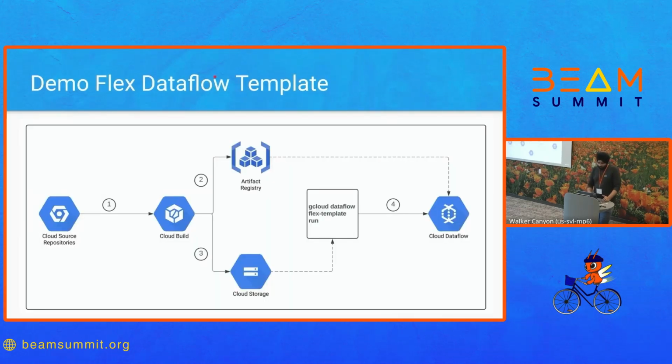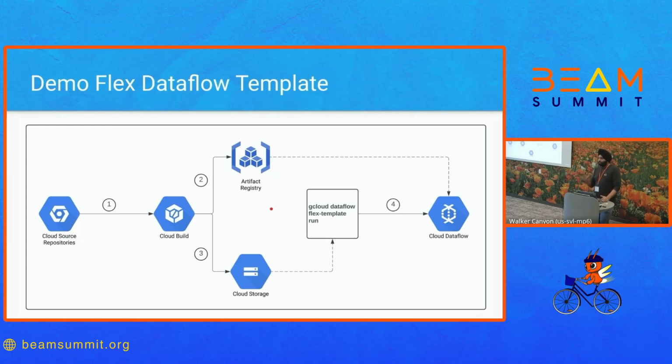So at a high level, this is what we're going to do with the demo. We'll push our code to a Cloud Source repo, which will trigger a Cloud Build pipeline to build that Flex template. It's going to do two things. Number one, push the artifact to the Artifact Registry. That's a Docker image. And it's also going to put a spec file, which is just a pointer to our Dataflow image, into the Cloud Storage bucket. Then we're going to launch it via the Cloud Dataflow gcloud command, basically.